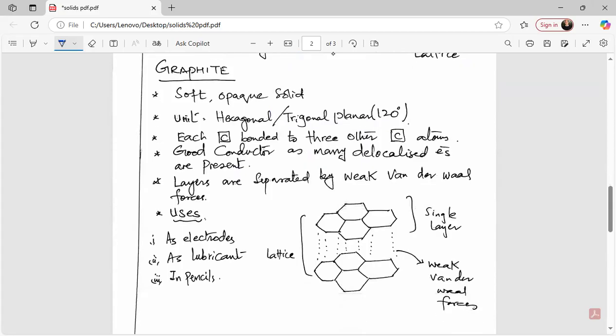Graphite on the other hand is soft and opaque solid. The layers of graphite are separated by the weak forces. You guys have done all this. These are temporary induced dipole forces. Because the layers are separated by weak forces, they can slide past each other. Therefore, graphite is a lubricant. And because it has delocalized electrons, it's a good conductor, electrode also.